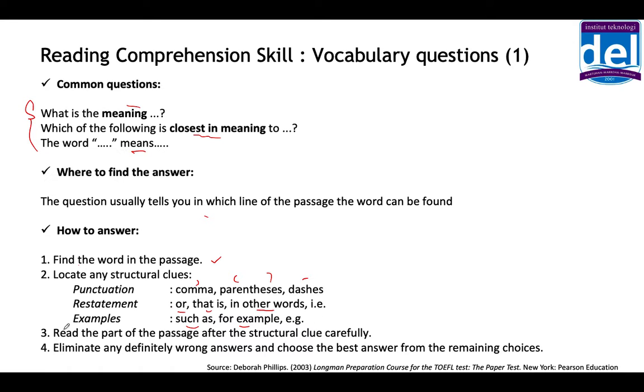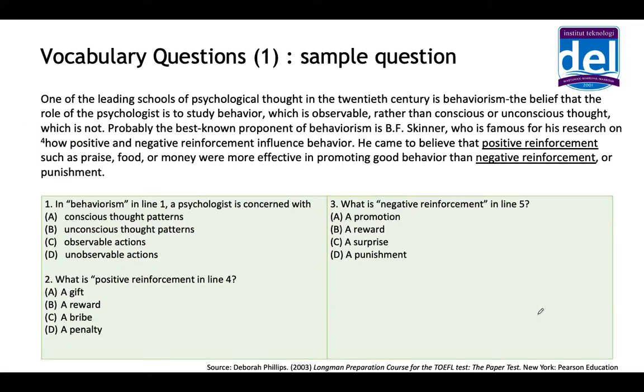The next step that we can do is read the part of the passage after the structural clue carefully. Number 4, eliminate any definitely wrong answers and choose the best answer from the remaining choices. And now we'll look at a sample question.